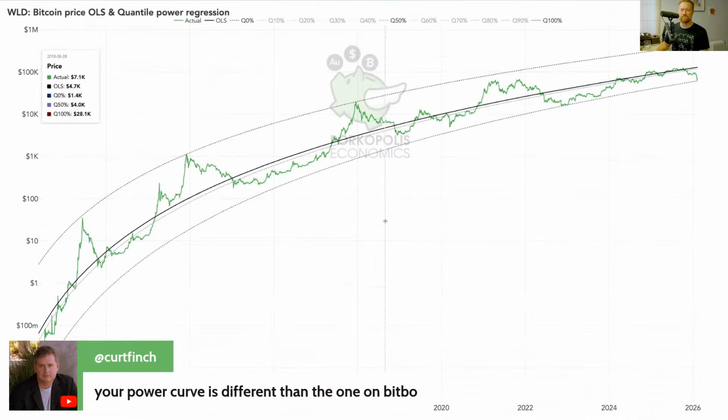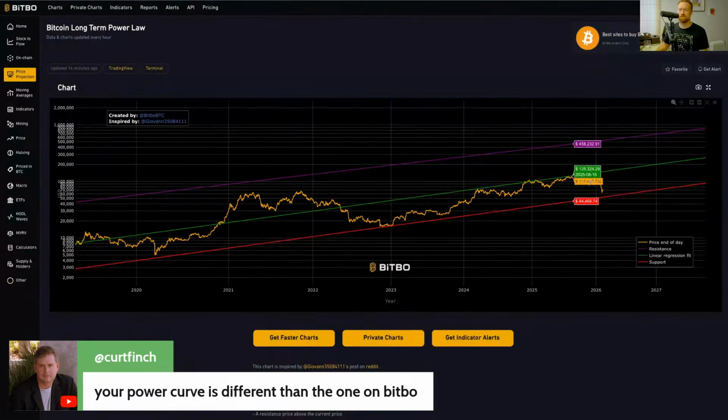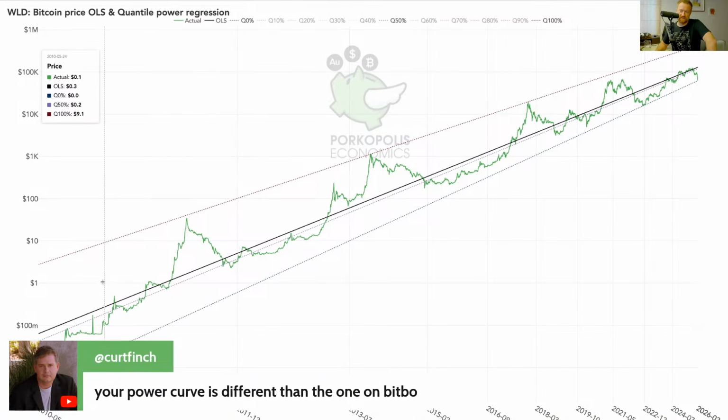But it is different. You're right. The difference is data, right? So let's see how far back they go. Yeah, they don't go as far back as me. They start at January 2011. I go further back, so I have more data.